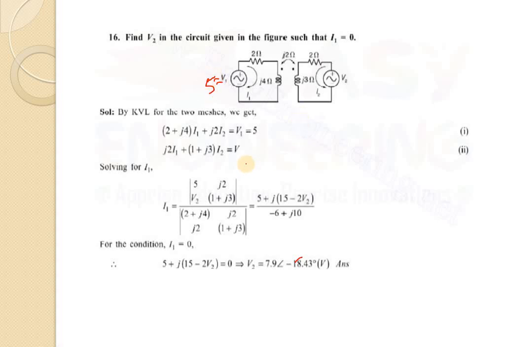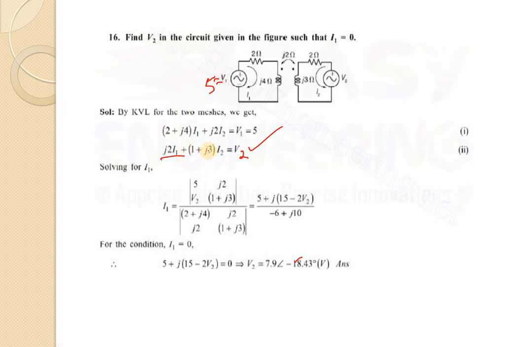Now, from here, we form the second KVL equation in loop 2, and it will be J2 I1 plus (2 plus 1 plus J3) into I2. Here J2 I1 is the mutual induction term. Again it is positive, and we know that mutual induction is always related to the current of the other branch, so it is J2 I1.